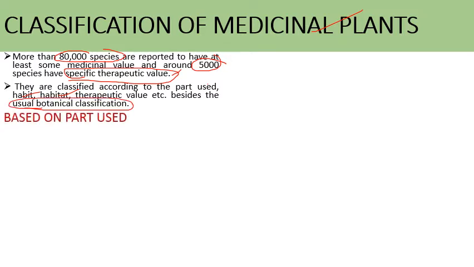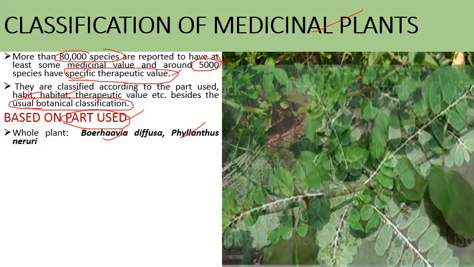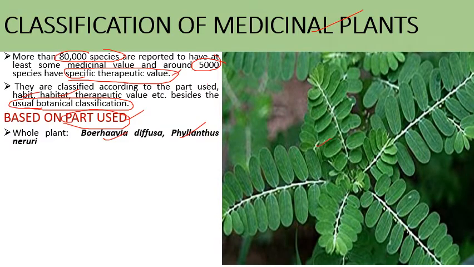Firstly, we have classification on the basis of part used. So कौन सा part हम use करते हैं medicine के लिए? Firstly, we have whole plant. For whole plant medicines, the plants used are Boerhavia diffusa. Then we have Phyllanthus niruri. This is the photograph which shows Phyllanthus niruri. So ये plants as a whole use किए जाते हैं to prepare the medicine.